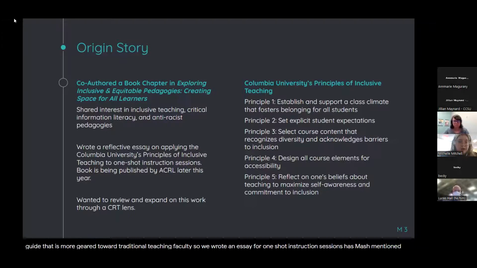But we wanted to take the opportunity with this presentation to review those inclusive pedagogy practices that we talked about in our chapter, as well as expand on our work through a critical race theory lens. I won't read through all of the principles, but you can see on the right-hand column on the screen, these are the principles of inclusive teaching that Columbia University suggests in their guide. And we'll be using that to guide our presentation a little bit today too.